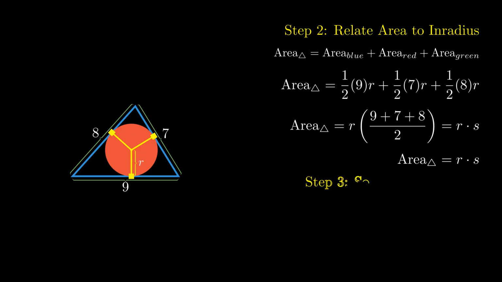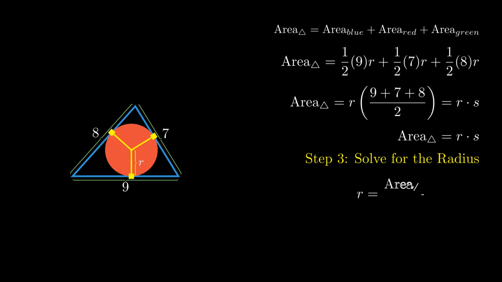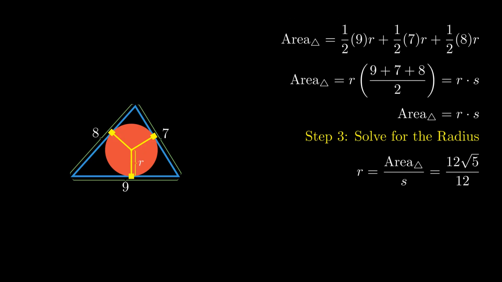Now, let's solve for the radius r using the formula we just found. We divide the area by the semi-perimeter. Here, that's 12 root 5 divided by 12. The 12s cancel, so the radius r is just the square root of 5.